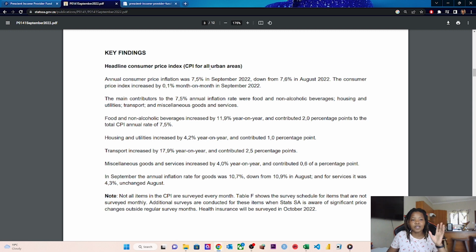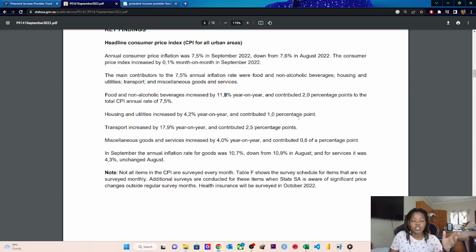So it's basically saying month on month, how much did things go up by? Food and non-alcoholic beverages increased by 11.9% and contributed 2 percentage points to the total CPI of 7.5. Housing and utilities increased by that much and contributed that much. Transport increased by 17. Oh, that's crazy. But that's because of the petrol price, right? And then miscellaneous goods and services, which is basically other, increased by 4% year on year and contributed 0.6. And then in September, the annual inflation for goods was 10.7, down from 10.9. And for services, it was 4.3 and change, right?